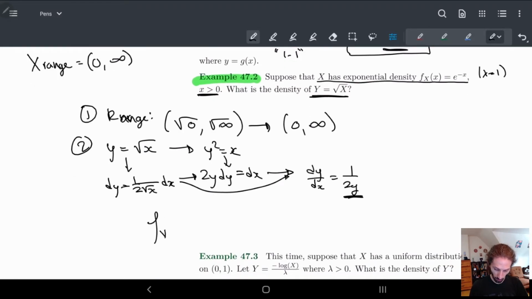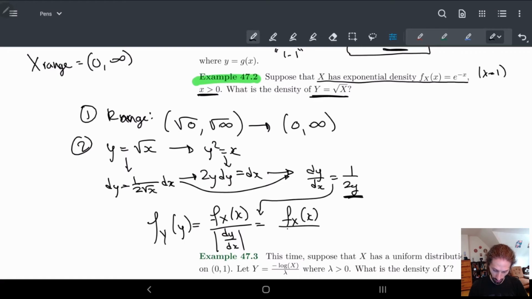So what we have is f sub y of y. This is equal to, remember, f sub x of x divided by the absolute value of dy over dx. Here we just plug in dy dx. So we have f sub x of x over dy over dx. Now this f of x is just e to the minus x. Oops, I forgot to plug in 1 over 2y. Technically this 2y is positive, because y is always positive, so we don't need the absolute values.